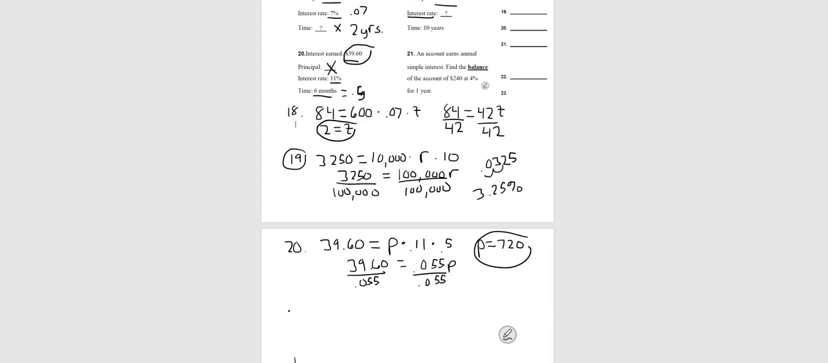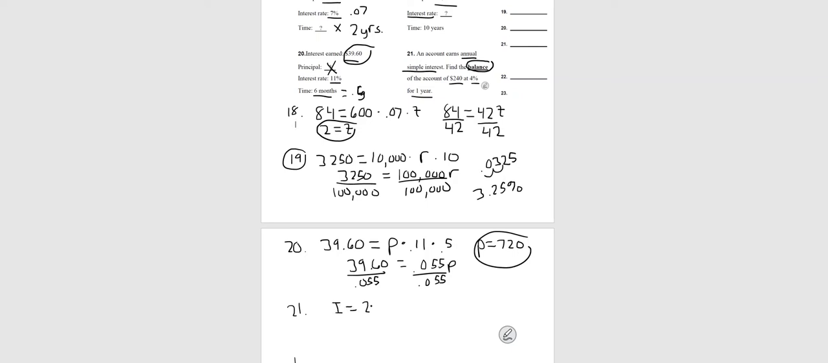Okay, the last problem, 21. An account earns annual simple interest. Remember, annual means 1 year. Find the balance of the account of $240 at 4% for 1 year. On this one, balance has been underlined, because when we find the interest, we have to add that to our original principal, and that gives us the balance. So we don't know the I.